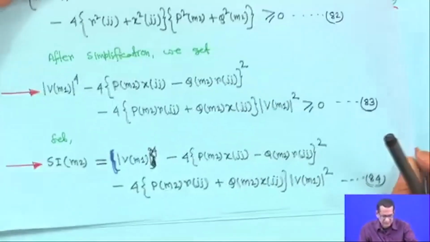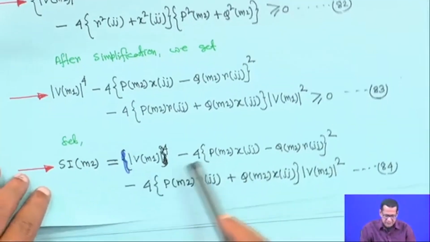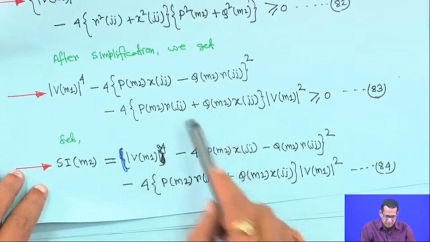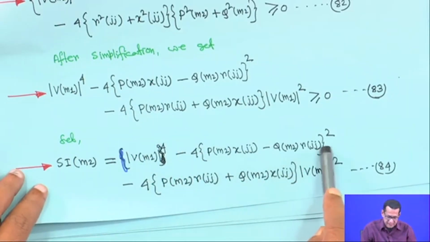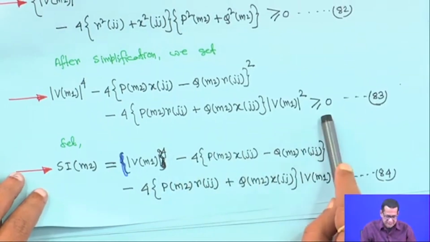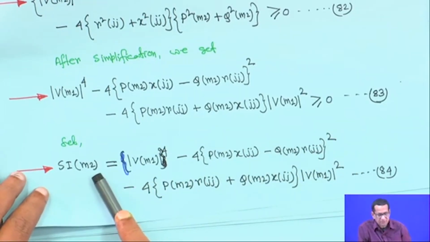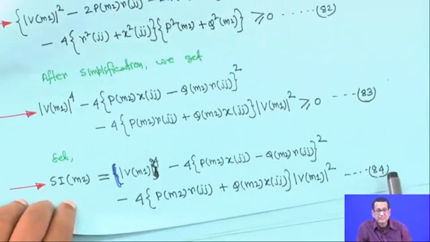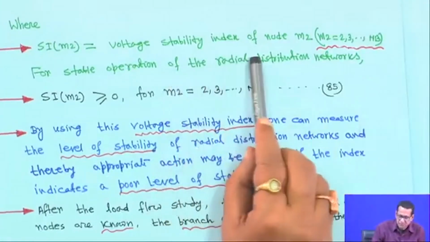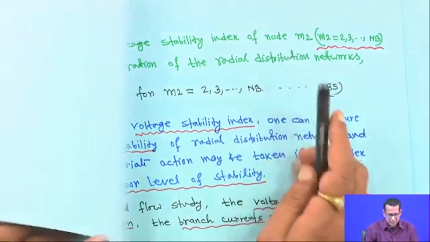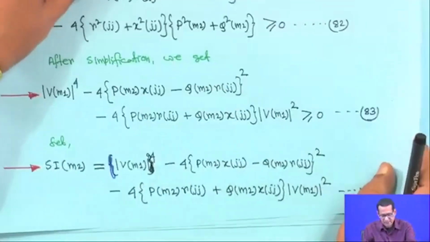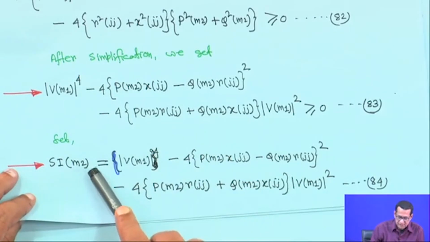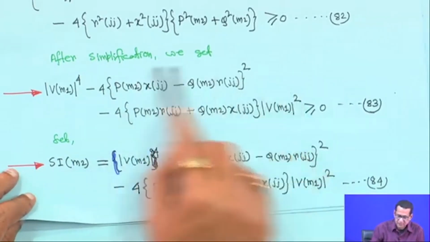Then let us assume SIm2 is equal to this whole term. So, it is |Vm1| to the power 4 minus 4 into this term, minus 4 into this term. That this is greater than or equal to 0 means SIm2 will also be greater than or equal to 0, and this SIm2 we are defining as a stability index. So, this is equation 84. This SIm2 is the voltage stability index of node m2, because we are taking it from that quadratic equation only.